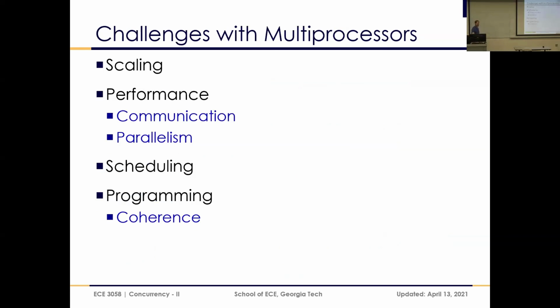All right, going on from here. What are the problems with multiprocessors? We're going to start to scale things up. Have we scaled anything up before in this class? And we always run into some type of limit. Does anybody remember the rule or the law that governs the amount of speedup that we can achieve by parallelism? Amdahl's law, that's right. So it's going to apply here also. Performance, communication and parallelism, scheduling, and then programming. We have to think about coherence amongst the different processors and how that's going to impact us.